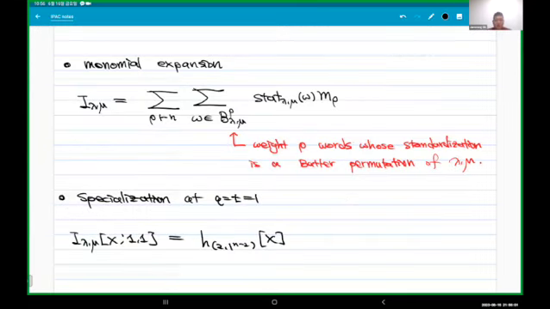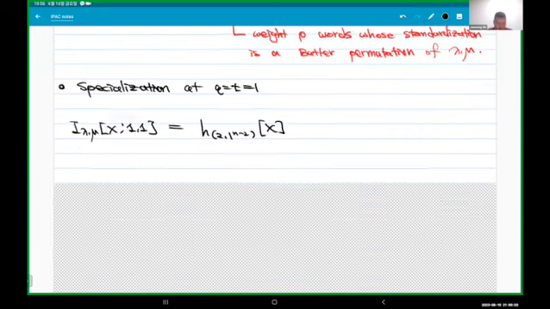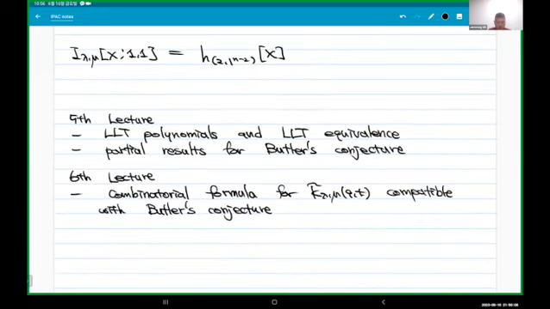And these are all I have for today, and I'll just mention a few things for the next lectures. Next week, in the first lecture, I mean the fifth lecture, I will review some background on LLT polynomials, LLT equivalence, and I will recall the Schur positivity of LLT polynomials. And using that Schur positivity of LLT polynomials, we could prove some partial cases of Butler's conjecture. So I will show you how to prove those partial results.